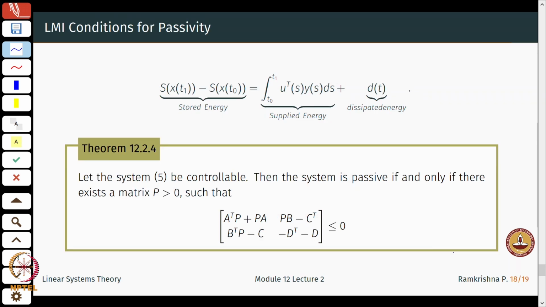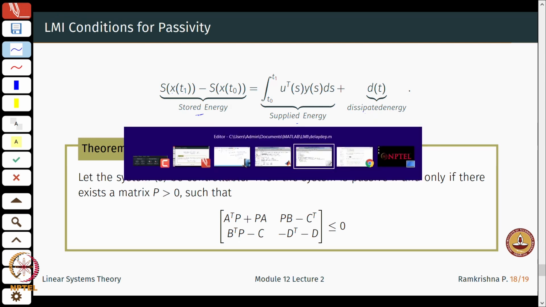Okay, so what is the interpretation of this? S at t1 minus S at t0 is the stored energy, or the rate of change of energy, which is equal to the supplied energy plus the dissipated energy. That is what any physical system would obey, right. It is just the simple law of conservation of energy. Okay. So, I will do a very small example of a passive system.